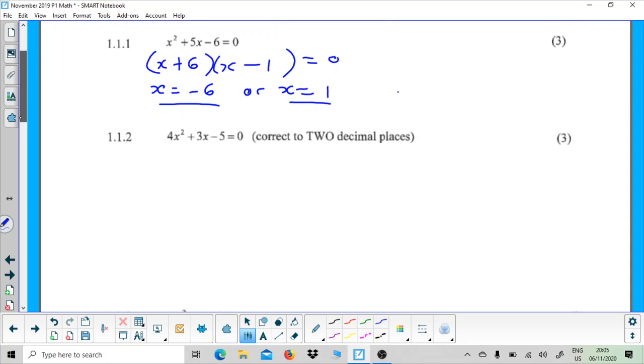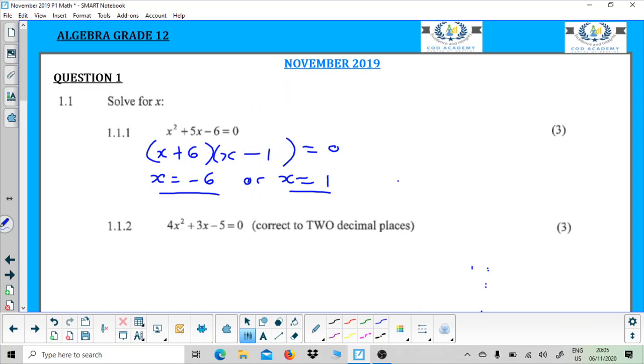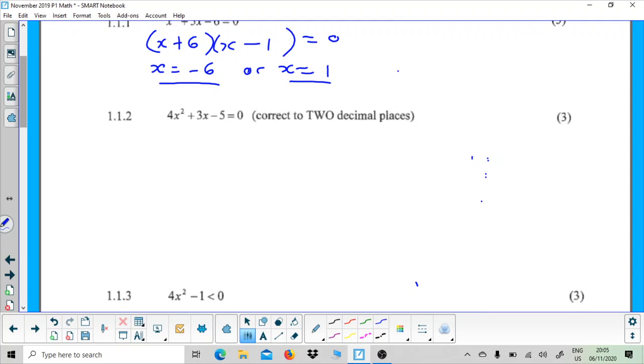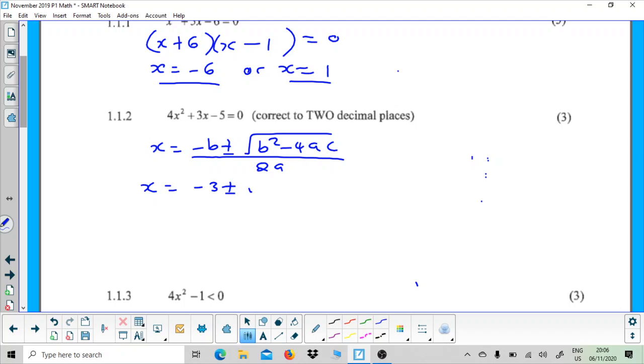And then when it comes to the quadratic equation where you have to solve correct to 2 decimal places, just make sure it is in standard form, such as ax squared plus bx plus c, and then we quickly put it into the quadratic formula. So the quadratic formula simply says minus b plus or minus square root of b squared minus 4ac all over 2a. So if you make your substitutions, you can see that your b this time is +3. It has to be in the form ax squared plus bx plus c. That's how you see your a, b, and your c.